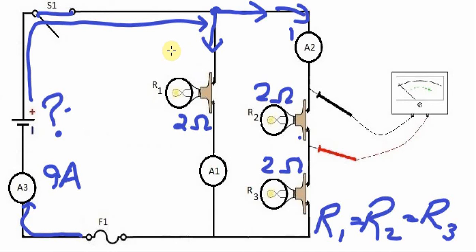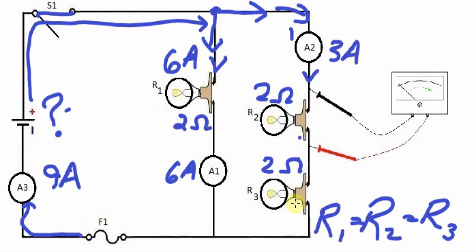So what that means is this branch here will have 6 amps of current flowing down through it. So this ammeter will measure 6 amps of current. This one here going this way will only have 3 amps, because there's twice as much resistance going down here. So 3 amps will go through this part of the circuit.